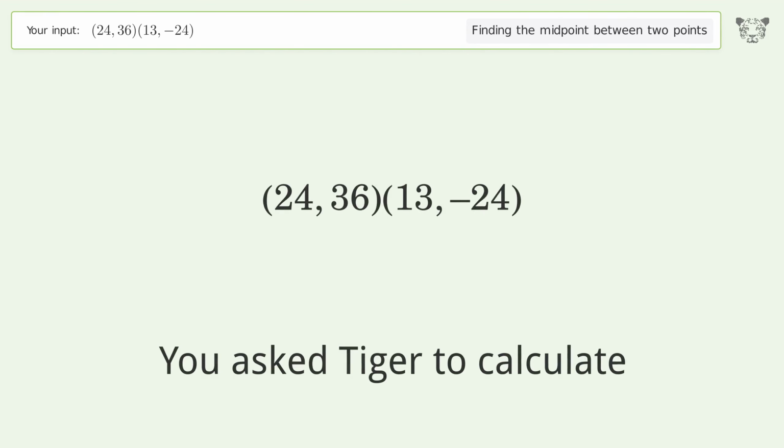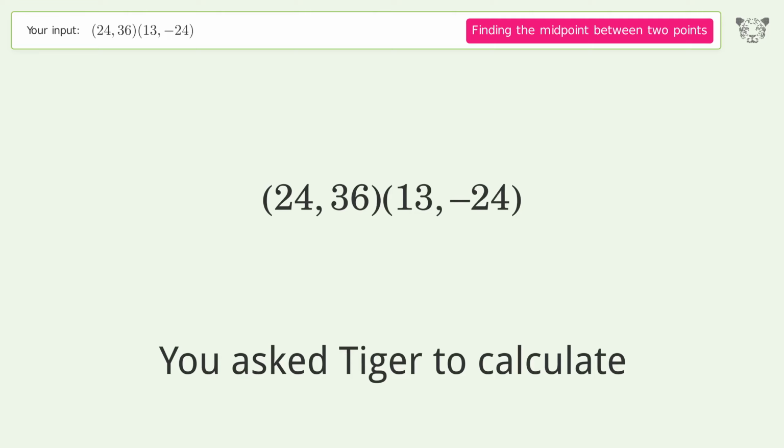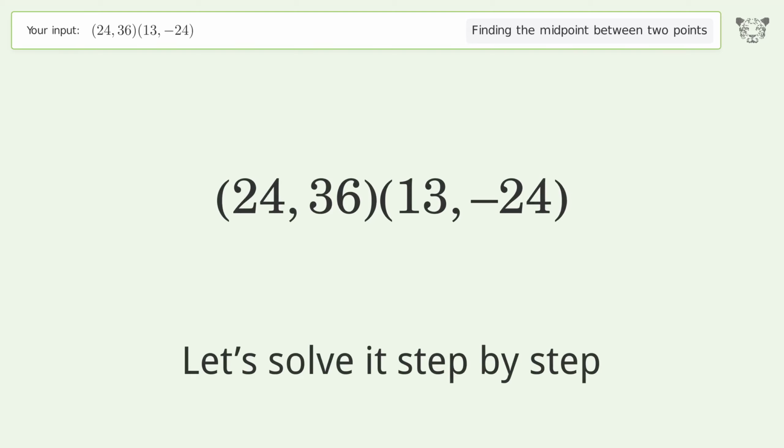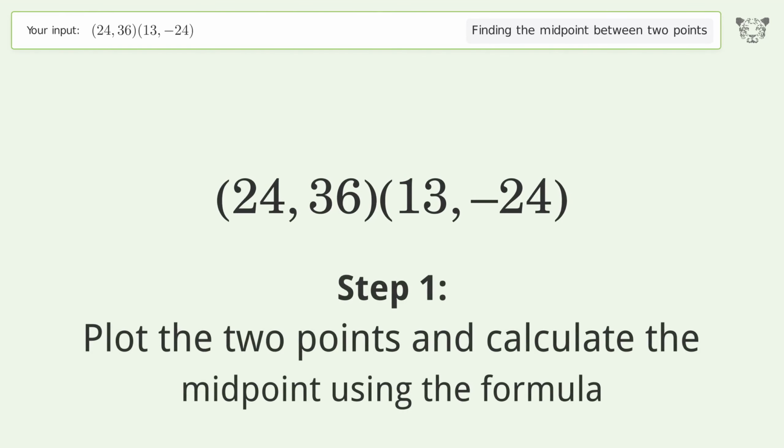You ask Tiger to calculate. This deals with finding the midpoint between 2 points. The midpoint between the 2 points is 18.56. Let's solve it step by step. Plot the 2 points and calculate the midpoint using the formula.